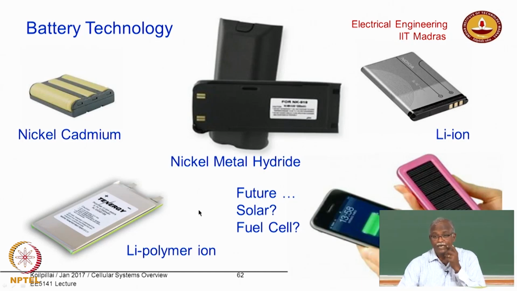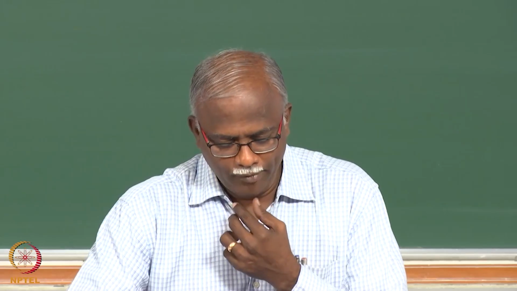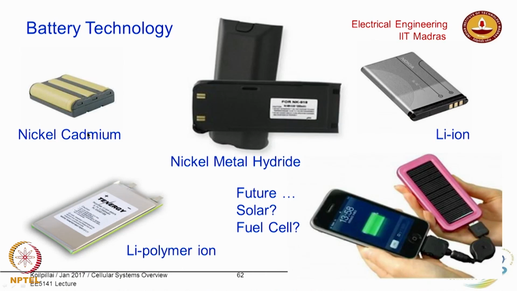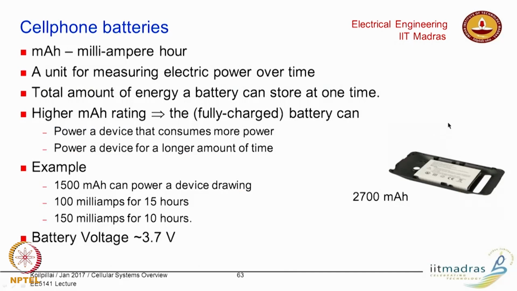Batteries have been one of the mainstays of the phones. We started off with nickel cadmium batteries, then went to nickel metal hydride. Today most of your batteries look like this, lithium ion batteries, and in the future they're talking about further enhancements, maybe some fuel cell or something based on solar, but as of now it's lithium ion. And how do we characterize a battery?